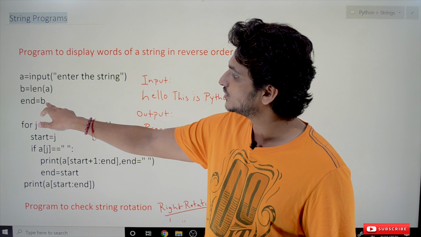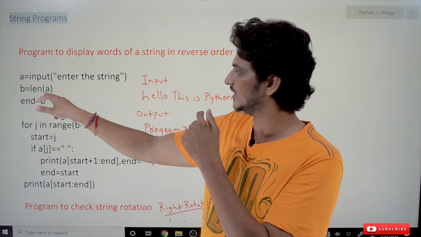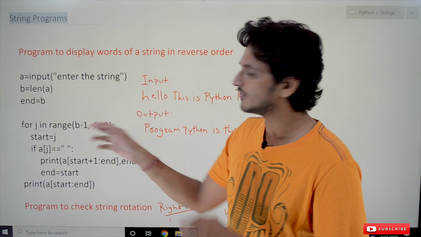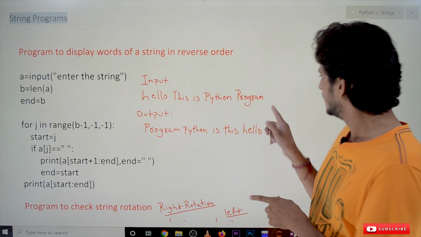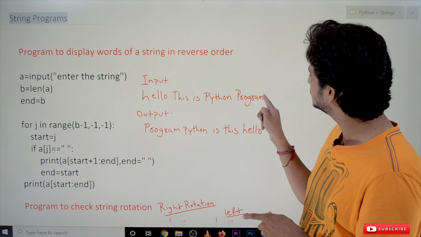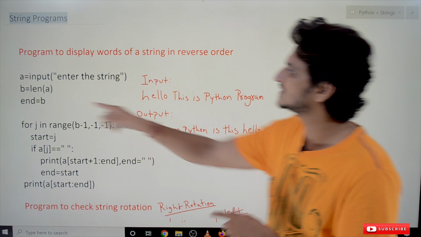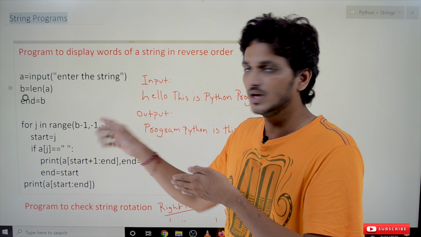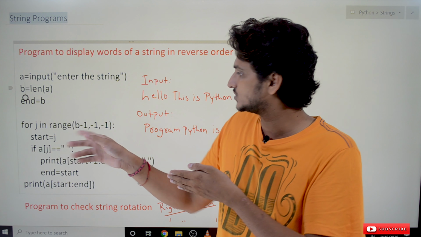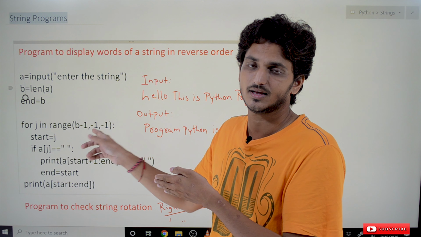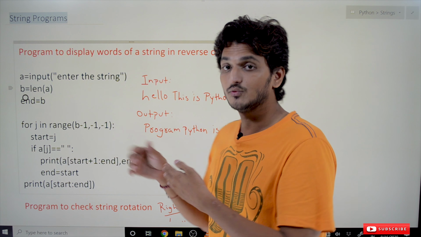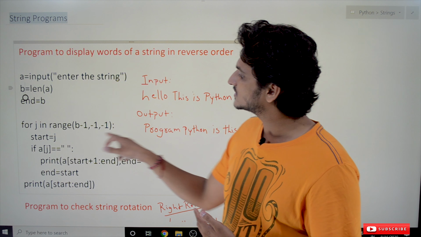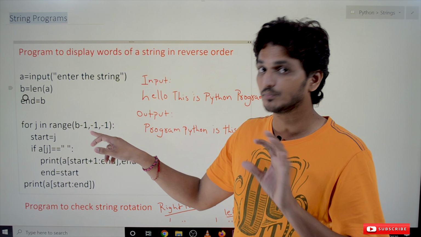So end is pointing to the length, which means if the length of the string is 10, end is pointing to 10. Then for j in range, we have to move from the end. The starting index value is b minus 1, and we have to move up to the 0th position. Since the stop value of range is not considered, and we are moving backwards, we take minus 1 into consideration. The range function was discussed in a separate video.